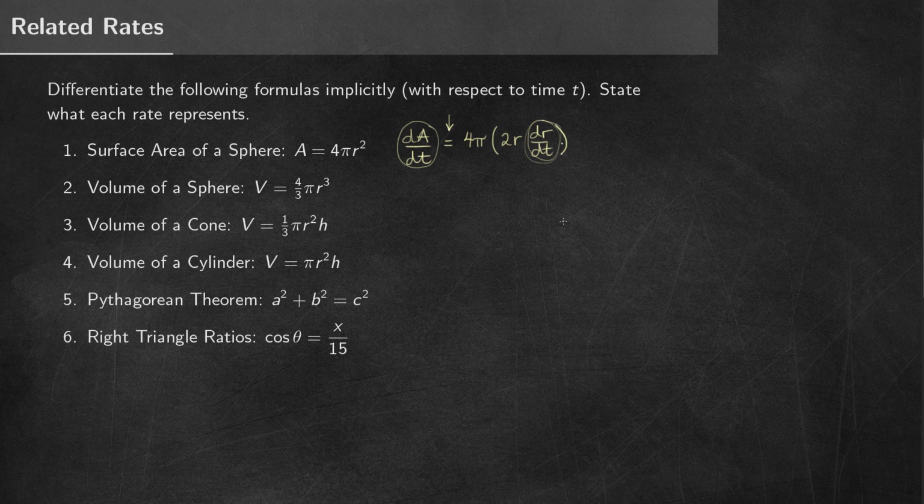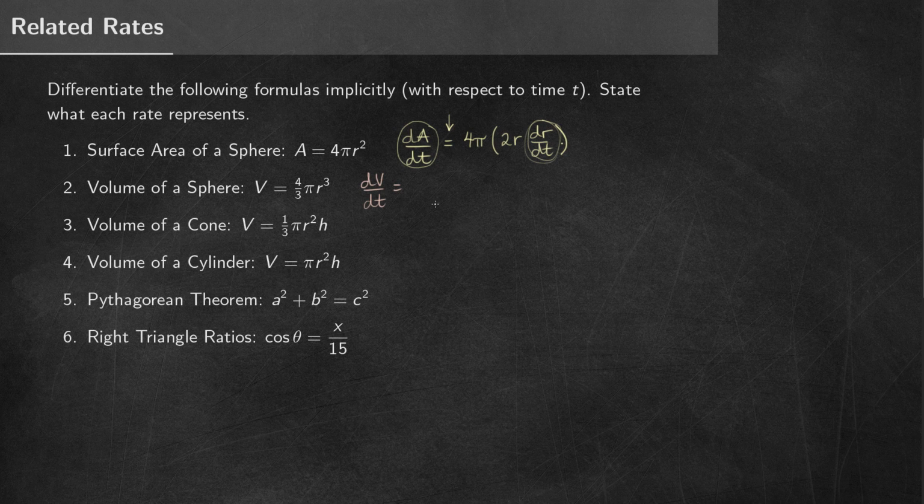Number 2, the volume of a sphere is given by the equation v equals 4/3 pi r cubed. So we worked with this one in the last problem. We're going to take the derivative of both sides with respect to time t. The derivative of v with respect to t is dv dt.